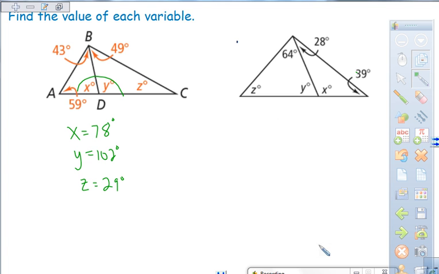Please try the next question. Again, on this question, I'm going to find x first because of triangle sum theorem, and then I'll find y because of linear pair postulate, and then I'll find z because of triangle sum theorem. So my angles are listed below.